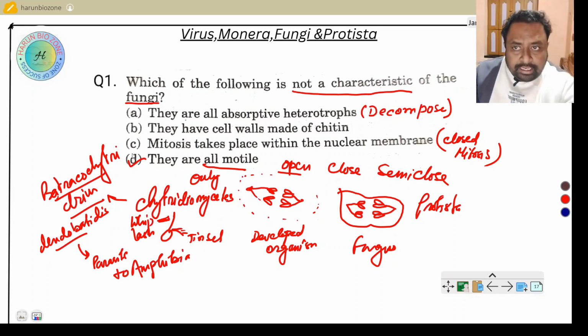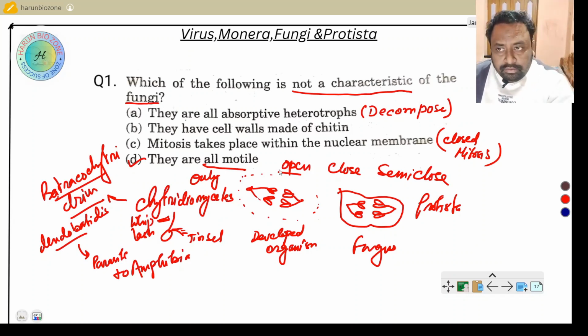So they are all absorptive heterotrophs, this is the right option. They have a cell wall made of chitin, these are unique characters. Mitosis takes place within the nuclear membrane, clear? All three are right and only D is the wrong option.